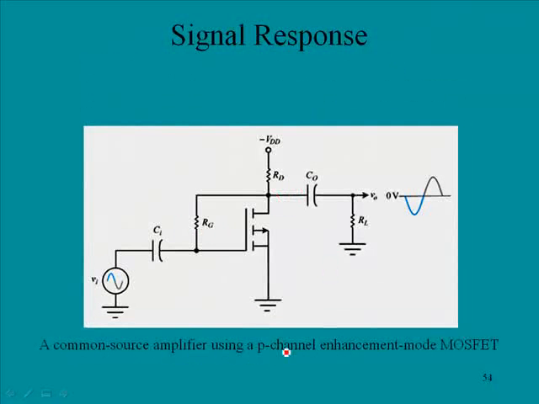Now this is using a P-channel enhancement mode MOSFET, and you'll notice the arrow is pointing in the direction that indicates that it is a P-channel. Notice we have a negative voltage, which is characteristic of P-channel devices, and again we have the same basic behavior. An input signal is applied. The current through the enhancement mode MOSFET is going to vary based on that input signal, causing this output to vary, and thus we will have our output through the coupling capacitor.